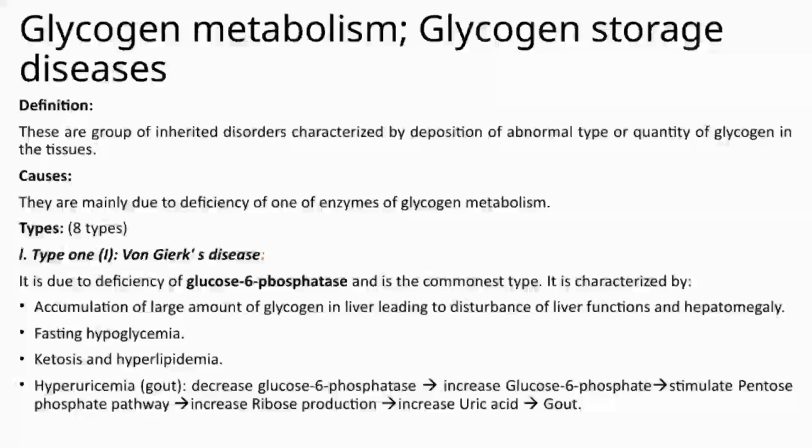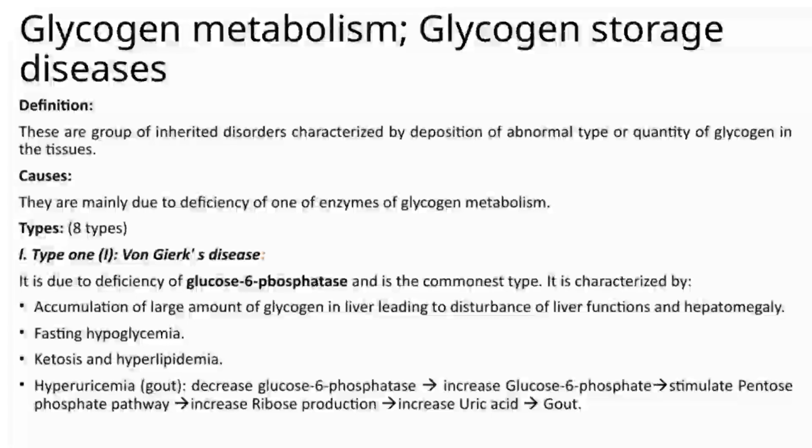There are 8 different types of glycogen storage diseases, each with its own specific enzyme deficiency. Today, I want to focus on the most common one, type I, also known as von Gierke's disease. This condition results from a deficiency of the enzyme glucose 6-phosphatase. In von Gierke's disease, because glucose 6-phosphatase is lacking, glycogen accumulates excessively in the liver. This leads to hepatomegaly, or an enlarged liver, and disrupts normal liver functions.